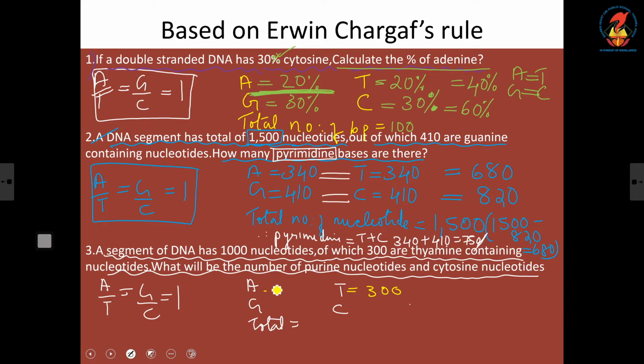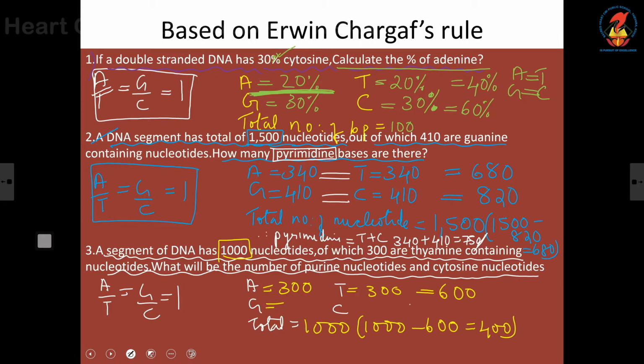If thymine is 300, definitely adenine is 300, because adenine and thymine are equal in number. So what is the total? 1000. So of 1000, 600 is already distributed. So from 1000 I minus 600, the answer is 400. So 400 is to be distributed among guanine and cytosine. So 200 goes here, 200 to cytosine, and now we have a cumulative check of 1000.